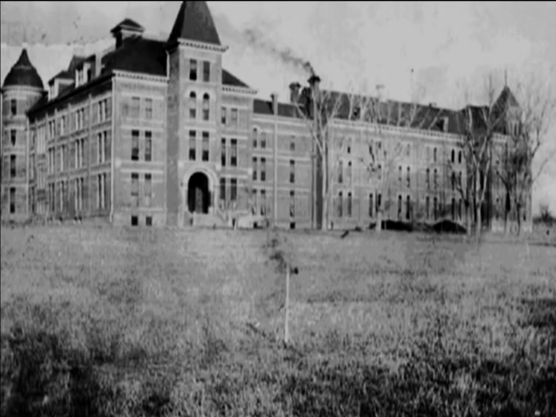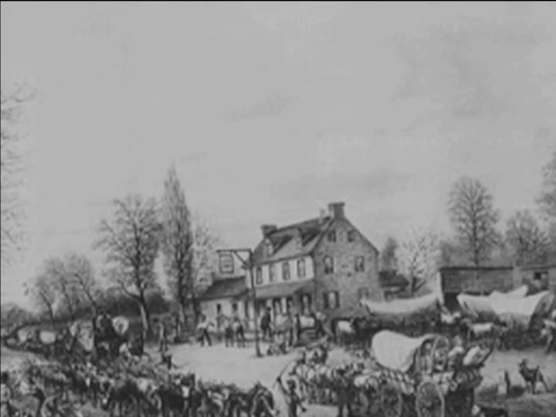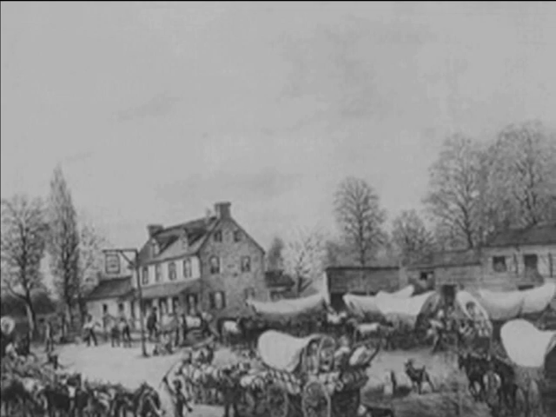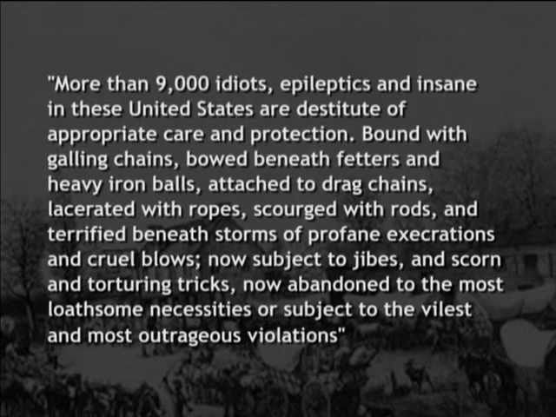In 1841, Dorothea Dix began working on behalf of institutionalized people with disabilities. She traveled over 60,000 miles around the United States to observe and report their living conditions. She found that, quote, "More than 9,000 idiots, epileptics, and insane in these United States are destitute of appropriate care and protection, bound with galling chains, bowed beneath fetters and heavy iron balls, attached to drag chains, lacerated with ropes, scourged with rods, and terrified beneath storms of profane execrations and cruel blows, now subject to jibes and scorn and torturing tricks, now abandoned to the most loathsome necessities or subject to the vilest and most outrageous violations." End quote.